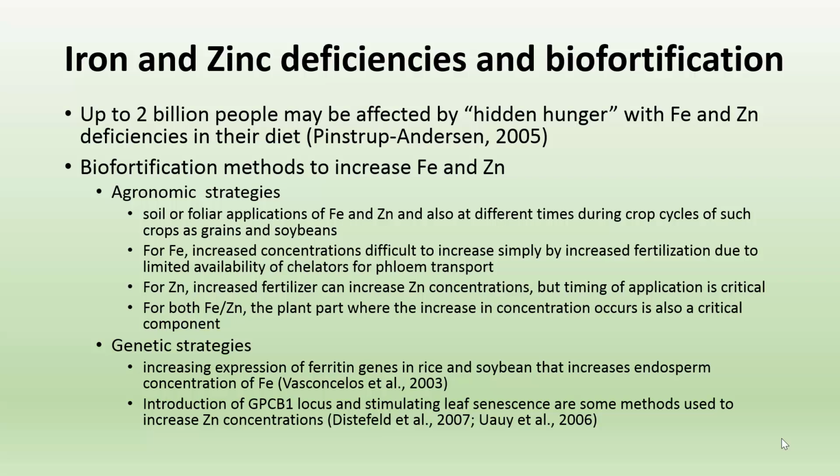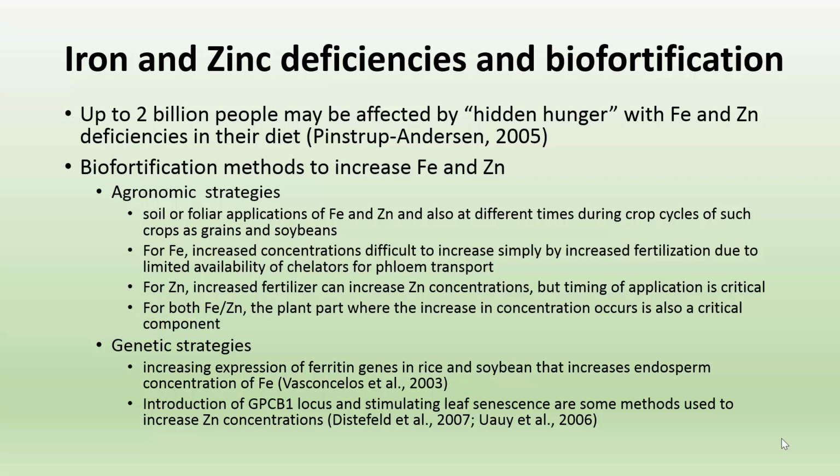Iron concentrations are difficult to increase simply by increasing iron fertilization, due to limited availability of chelators for phloem transport. Increased zinc fertilization can increase zinc concentrations in the product, but timing of application is critical. For both iron and zinc, the plant part where the increase in concentration occurs is also a critical component. For example, it is important that zinc concentration in wheat endosperm is increased because this is the most commonly eaten part in many countries where zinc deficiency is widespread in humans.